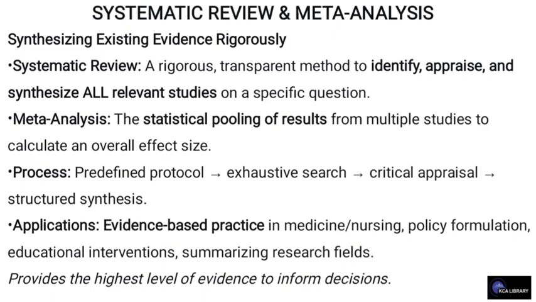And let's look at systematic review plus meta analysis. That is synthesizing existing evidence rigorously. Systematic review. This is a rigorous, transparent method to identify, appraise, and synthesize all relevant studies on a specific question. Meta analysis. This is the statistical pooling of results from multiple studies to calculate an overall effect size.